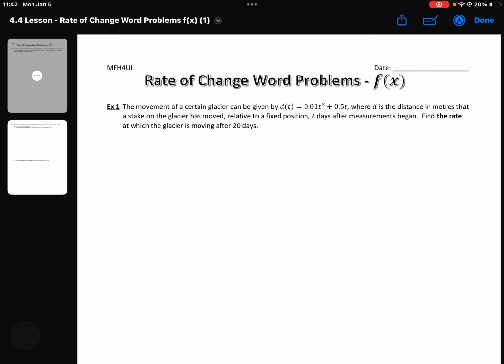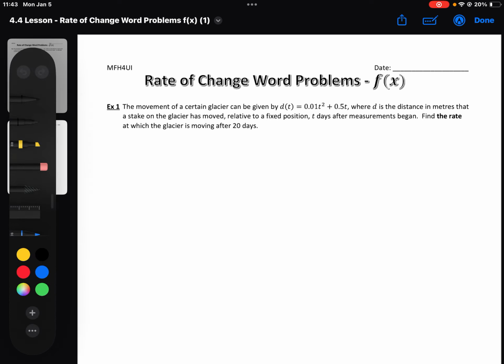So in this question it says the movement of a certain glacier can be given by d at t is equal to 0.01 t squared plus 0.5 t, where d is the distance in meters that a stake on the glacier has moved relative to a fixed position t days after measurements began. Find the rate at which the glacier is moving after 20 days.